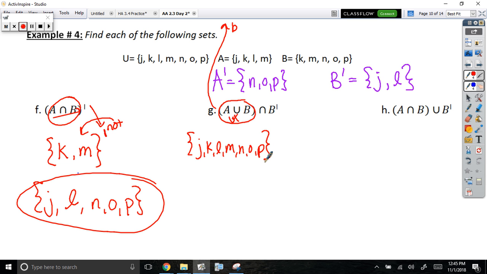Then we have our intersection symbol. And not in B, we already found up at the top: J and L. We look at our symbol, we have an intersection. So the intersection is what's in common. They do have a J in common and they have an L in common. So that's our final answer.